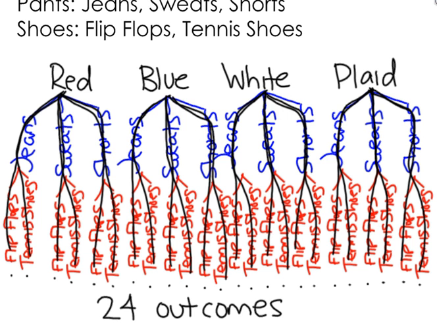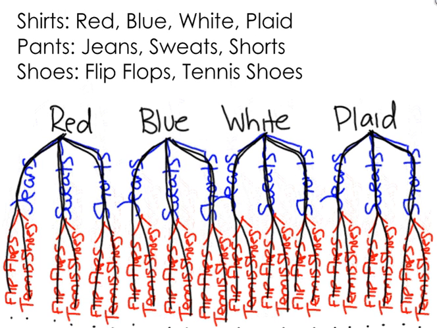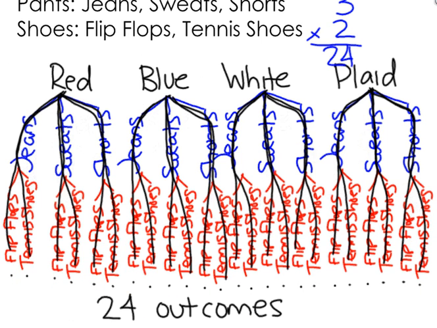And then if we compare that back with the fundamental counting principle, there were 4 options for shirts, there were 3 options for pants, and there were 2 options for shoes. So if I multiply 4 times 3, that's 12, and 12 times 2 gives the 24 that I expected based on the tree diagram.